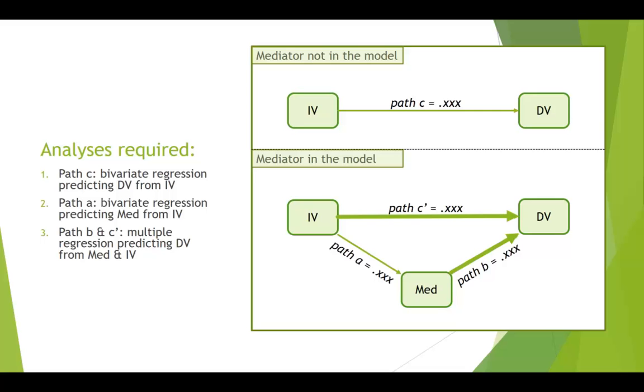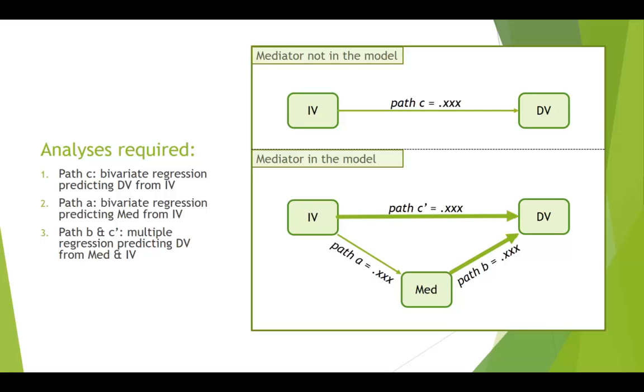The reason we do multiple regression is that the coefficient for one IV in a multiple regression indicates the association between that IV and the DV when all other predictors in the model are held constant. So if we put the IV and the mediator in as predictors for the DV, it's going to give us the unique association between the IV and the DV, which is to say the association between the IV and the DV when the mediator is held constant. That's path C dashed: IV to DV controlling for the mediator.